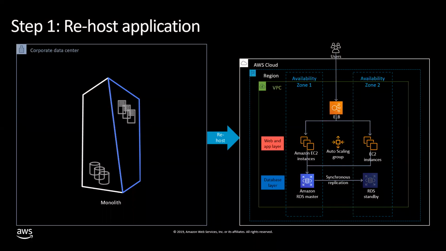So we're going to dive into an actual architectural example here. And we're going to start by essentially combining the concepts of rehost and re-architect in our Strangler pattern. So on the left, we've got our typical monolithic application that maybe lives in a corporate data center. And on the right, we have the resulting architecture in a rehost. And I'll just talk through some of the changes that we made that gave us some immediate value.